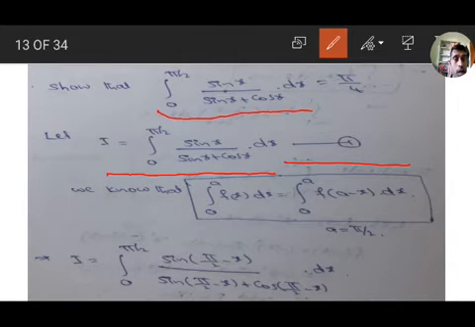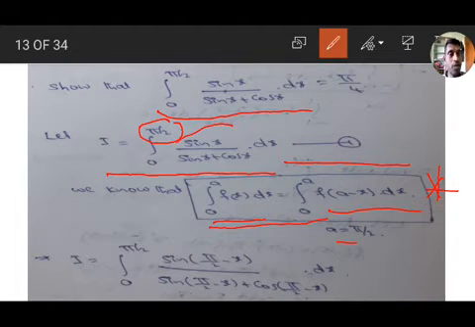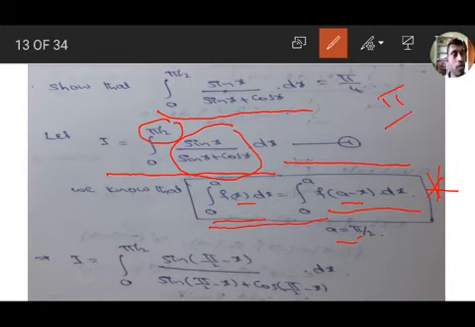And we know the property: the integral from 0 to a of f of x dx equals the integral from 0 to a of f of a minus x dx. That is an important property, and based on it we will do the problems now. Here a equals pi by 2, the limits are 0 to pi by 2, and f of x equals sin x by (sin x plus cos x). We have to substitute a minus x in the place of x, that is pi by 2 minus x, in f of x.